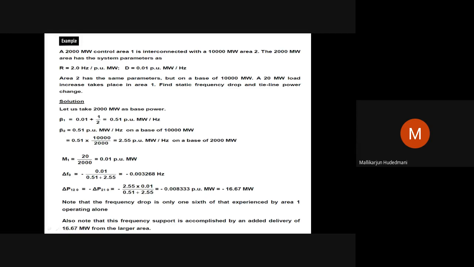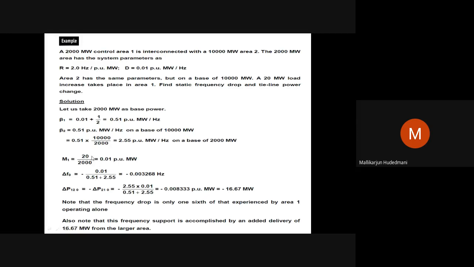Rest of the work you can see on the page. It's so simple. So now you have a step change of load. What is the load change? 20 megawatt. Then 20 megawatt divided by 2000, 2000 being the reference of the system, gives 0.01 pu megawatt.